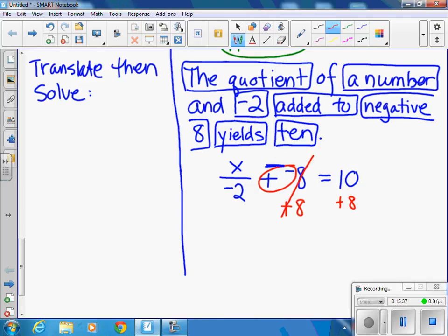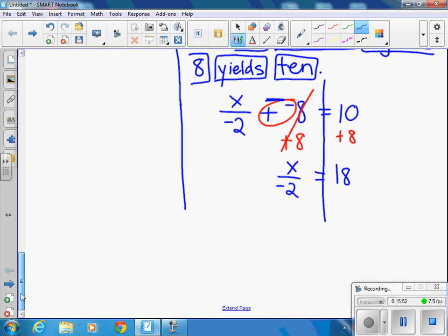This slashes out. So I have x over negative 2. Remember to keep the equal sign nice and lined up always. If you need to, use that wall. And then 10 plus 8 is 18. Okay, now I need to get rid of the negative 2. That's x divided by negative 2, so I'm going to multiply by negative 2 on both sides. This cancels out, and I'm left with x. x equals negative 36. And there's my answer right here.